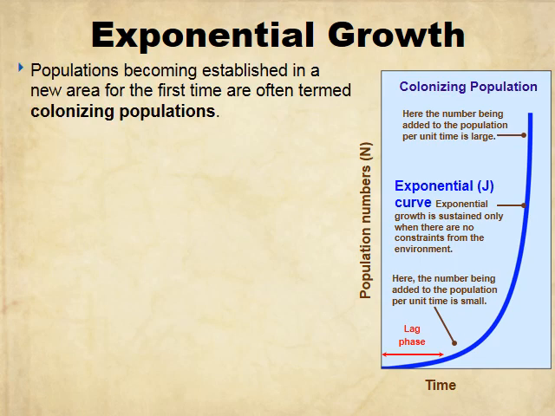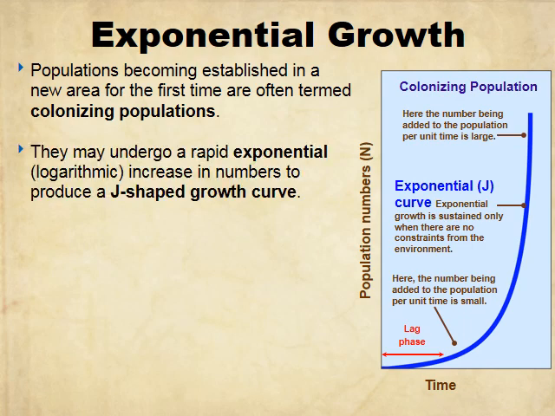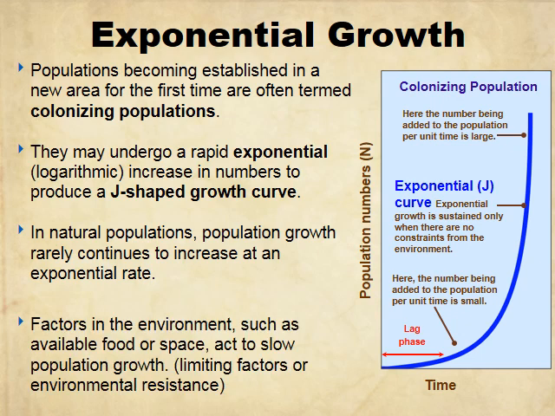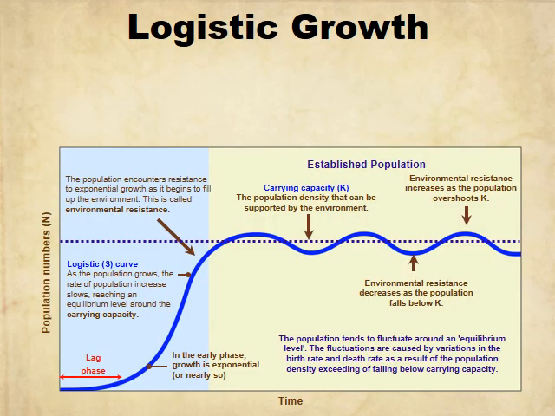Exponential growth is often used by colonizing populations. They grow very, very quickly, exponentially. And we call that a J curve because it looks like a J. In natural populations, this rarely continues to increase because something's going to exert pressure on it, and there aren't going to be enough resources for all of those individuals in the population.